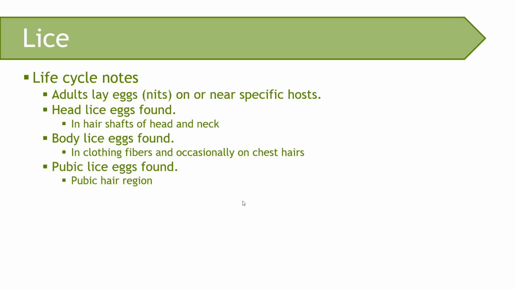Okay, so the head louse is found on the shaft of the hair, neck, and head. The body louse is found on clothing fibers, and occasionally on the chest hairs. And then the pubic louse, the crab louse, is in the pubic hair region. That's why you have to be careful. You have to take care of yourself, be it on the pubic hair, the head, or the body.